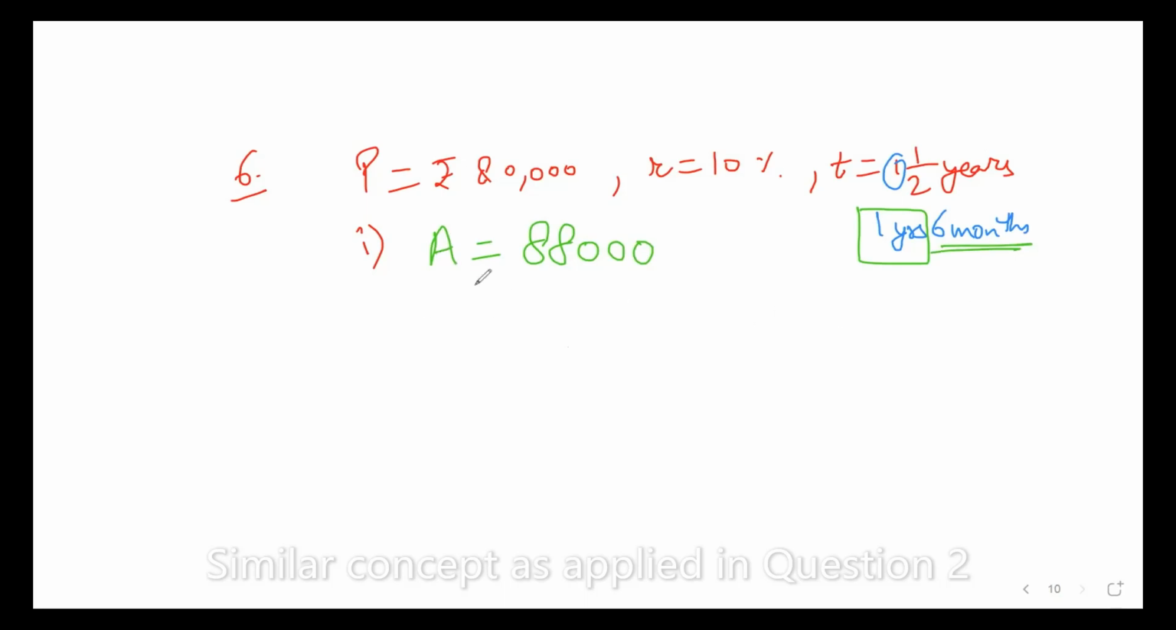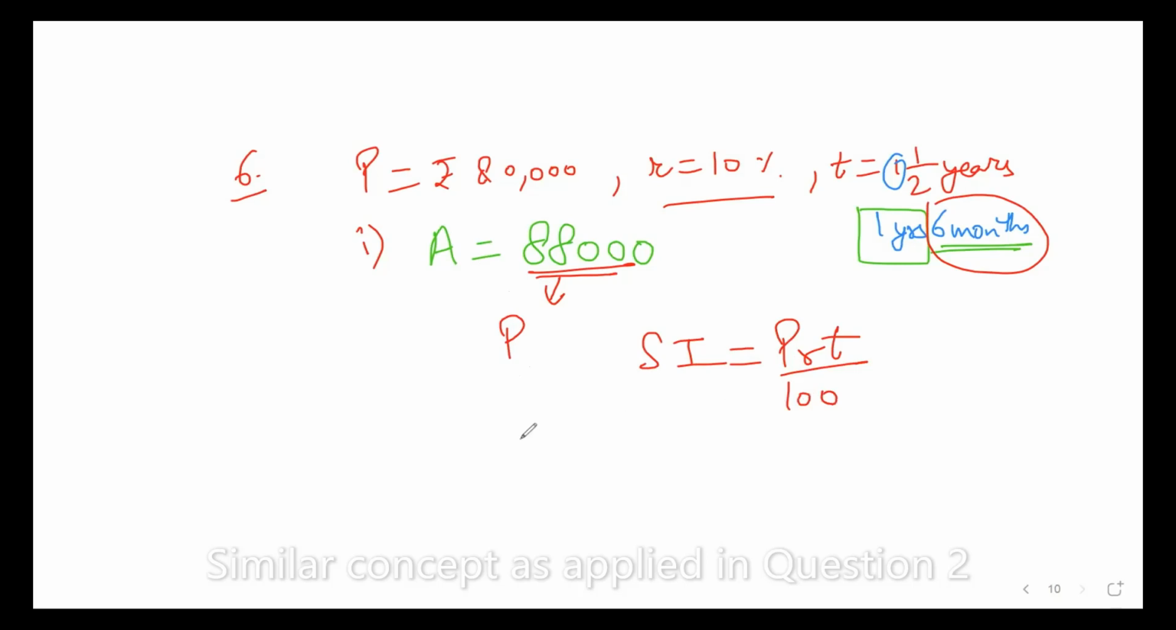For this part, the amount which we are getting here would be considered as the principal. Rate is the same, time is 6 by 12, 6 months, that is 1 by 2 basically. You can take either 6 by 12 or 1 by 2. And you have to apply the simple interest formula in this case, PRT upon 100, and calculate the value. You would get the SI value as 4400.